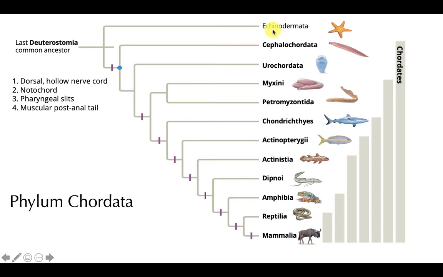They would branch with echinodermata. And you can see that in deuterostomia, these are groups that are chordates. They have these four characteristics: dorsal hollow nerve cord, the notochord, pharyngeal slits, and a muscular postanal tail.